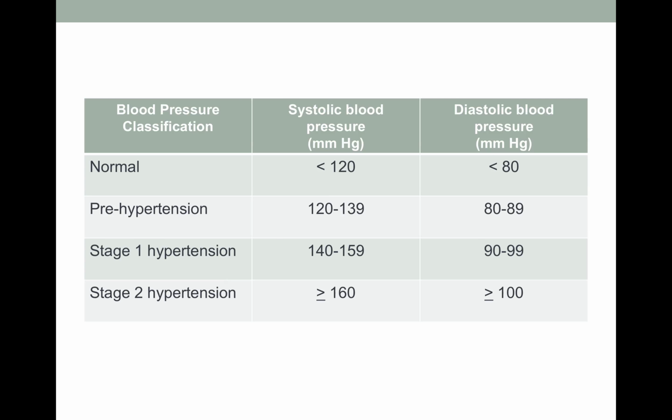So you can see stage 1 is anywhere between 140 and 159 over 90 to 99. And stage 2 is anything greater than or equal to 160 over anything greater than or equal to 100. So there are classifications here, and we're going to see that these are also important when determining realistic ranges for controlling blood pressure, because it's very unrealistic to assume that somebody with stage 2 hypertension can get back down to normal. That's very, very, very rare. So you have to adjust expectations.